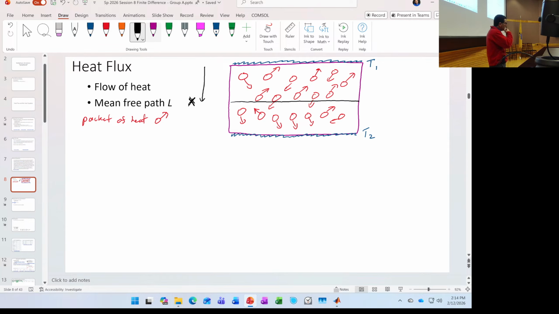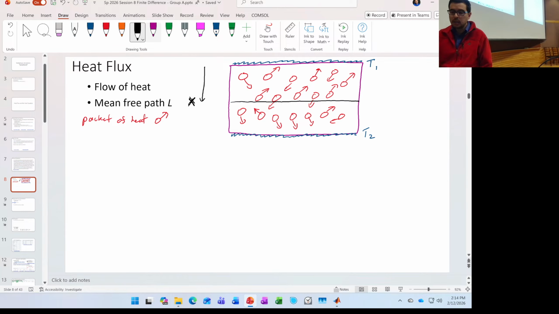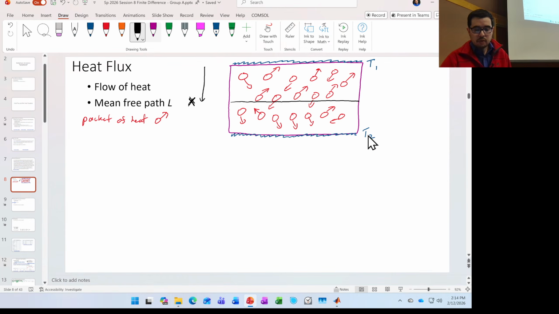Okay. So you can begin to say, oh, well, if T2 is really hot and T1 is really cold, the net flux of heat particles would be upward, right? It would go from the bottom to the top. If T1 were very hot and T2 is very cold, then the net flux would be downward and in the positive x direction. Okay?